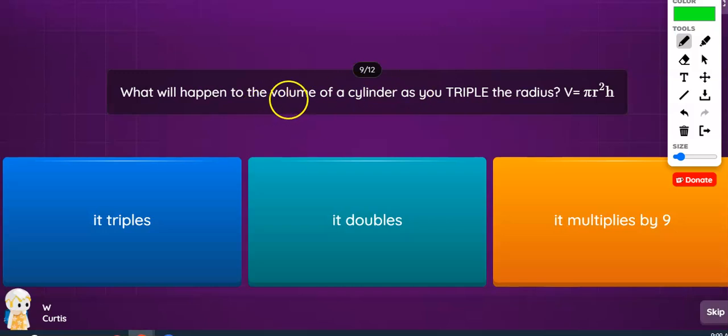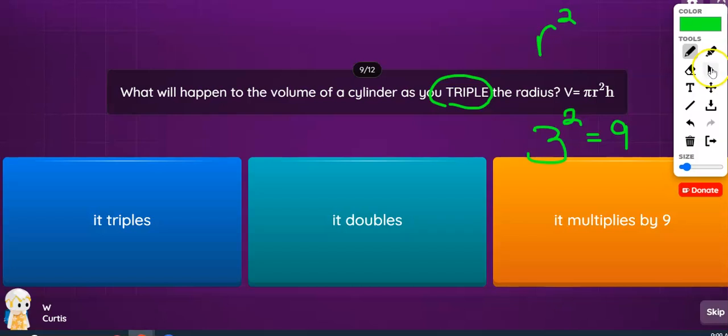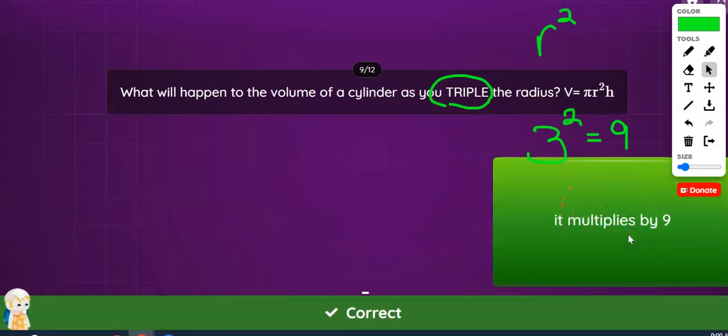What happens to the volume of a cylinder if you triple the radius? Note the radius is squared in the formula. So when I triple it, the triple gets squared, which makes a 9 ultimately. So the volume ends up multiplying by 9. You're welcome to type in the formula in Desmos and use a dummy radius of like 1 and then triple that radius to 3 and look at the difference. The volume's going to multiply by 9.